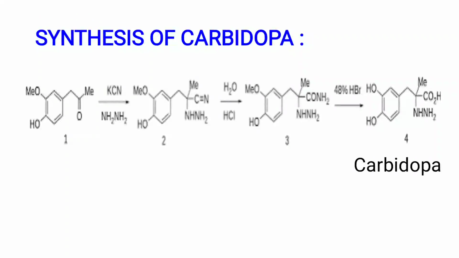Let's discuss the synthesis of carbidopa. Here I have shown the outline of the synthesis of carbidopa. Let's discuss in brief. The synthesis begins with a modified Strecker reaction using hydrazine and potassium cyanide on aryl acetone. This is then hydrolyzed with cold HCl to give the carboxamide. Vigorous hydrolysis with 48% HBr cleaves the amide bond and aryl ether group to produce carbidopa. This is how we synthesize carbidopa.